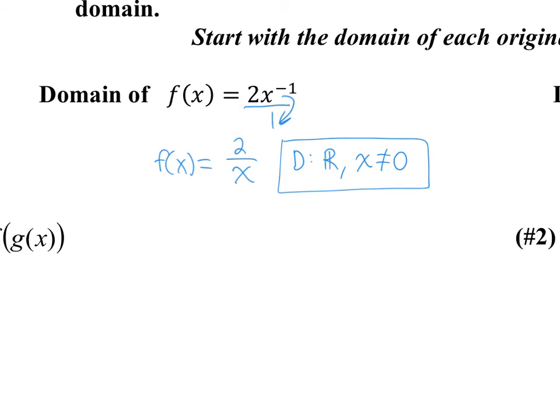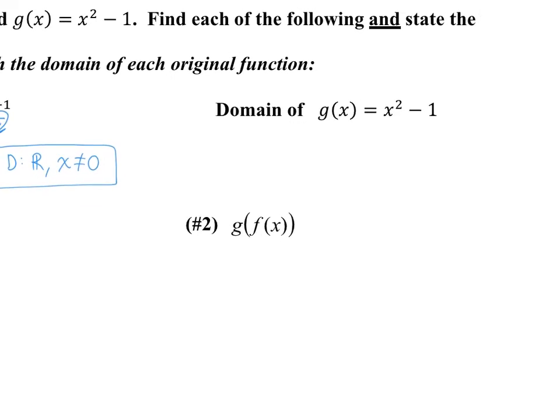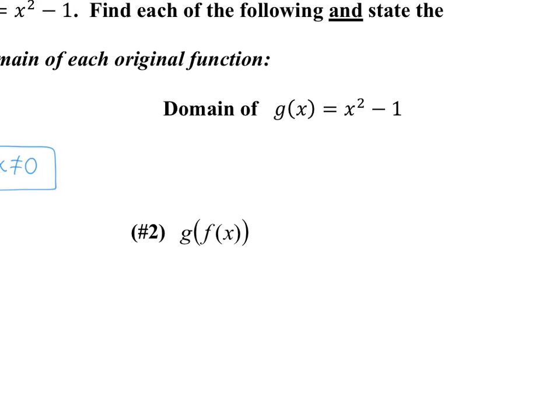Okay? Let's go ahead and find the domain of g of x. Now we have x squared minus 1, so no denominator. We have no even roots. So the domain is going to be all real numbers.